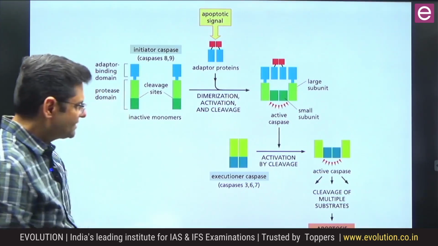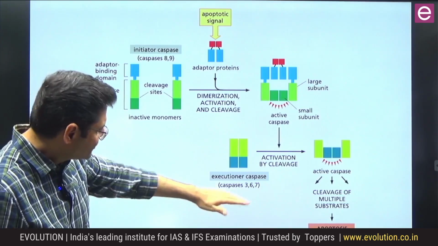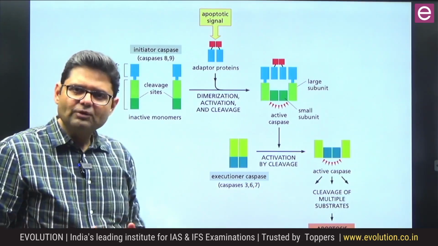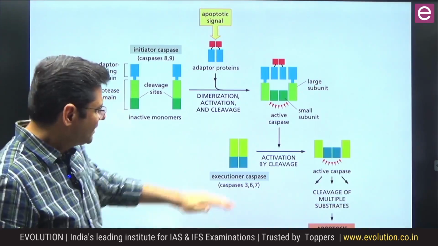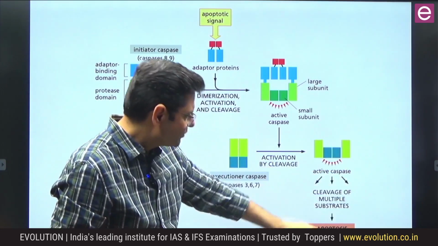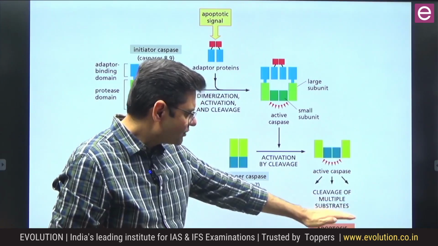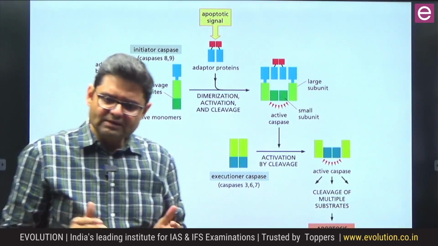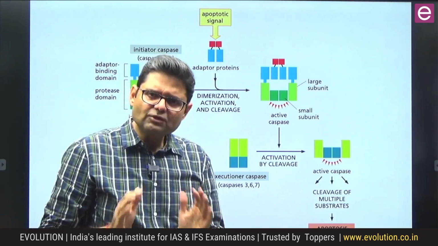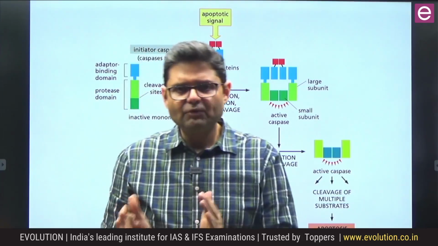These active caspases will be activating the executioner caspases. Caspase 3, 6 and 7 are known as executioner caspases. So they are activated by cleavage, and they are now active caspases which will carry out cleavage of multiple substrates within a cell, and that way they will be bringing in apoptosis. So that's all about the molecular mechanism of apoptosis.